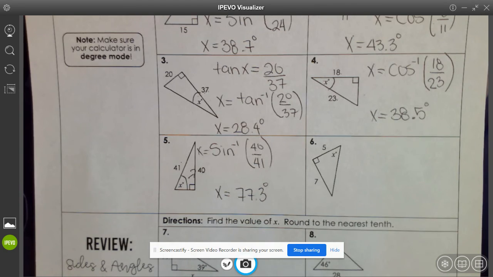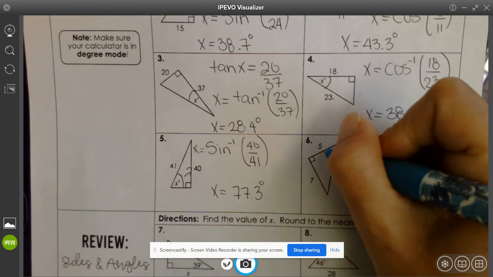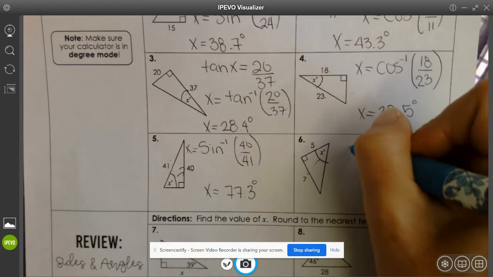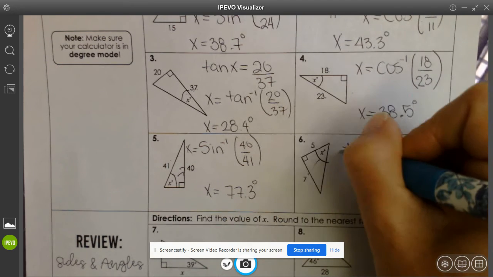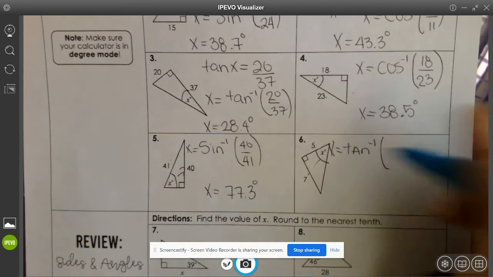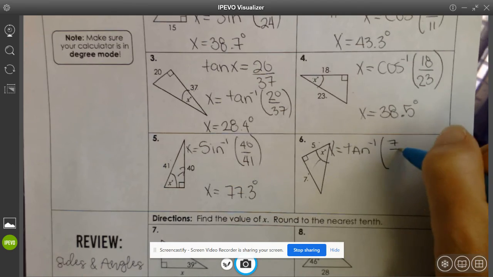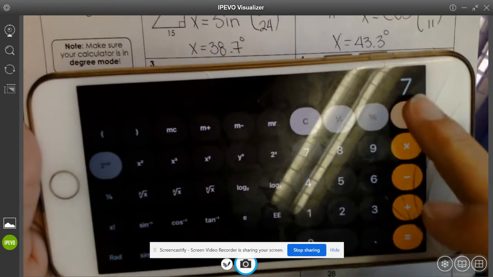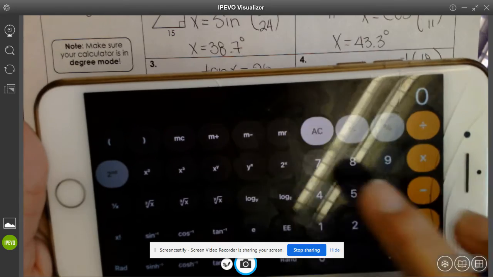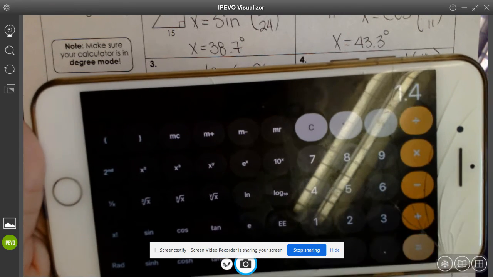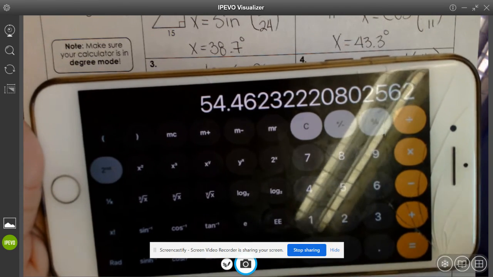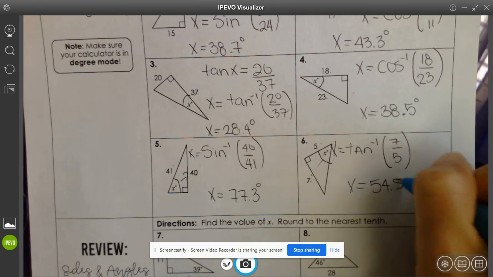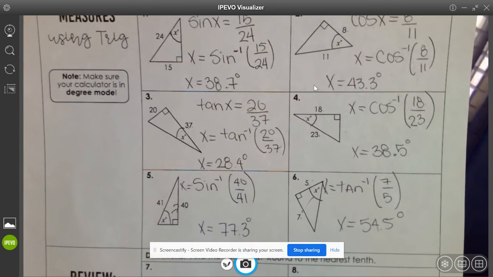All right. One more. This one, I know I'm using tangent here because there's nothing on the hypotenuse. So that's opposite over adjacent. So that is tangent. X equals that. And then my ratio is 7 over 5. So let's do that. 7 divided by 5 equals 1.4, press second, and then tangent, 54.5. X equals 54.5 degrees. And you are done. I hope this helps.